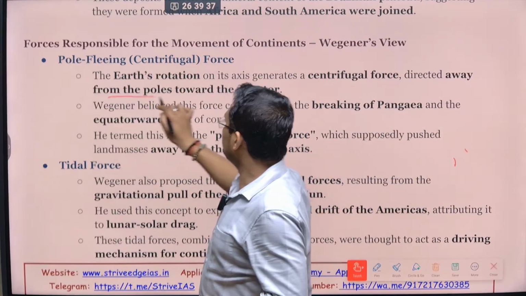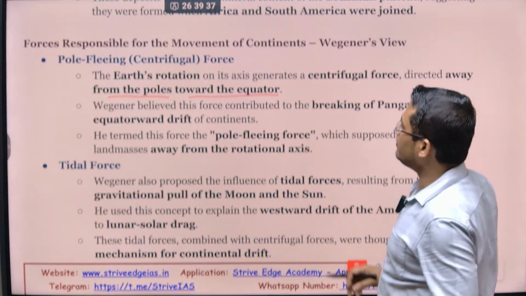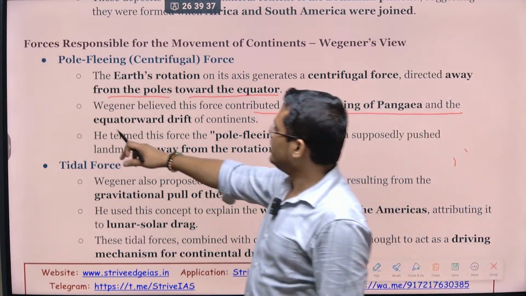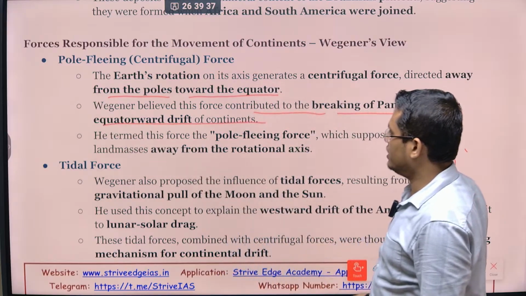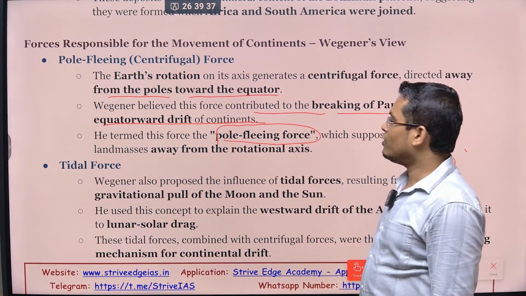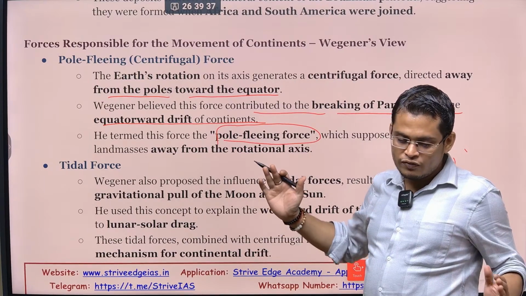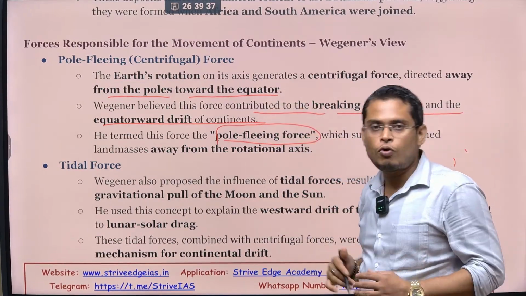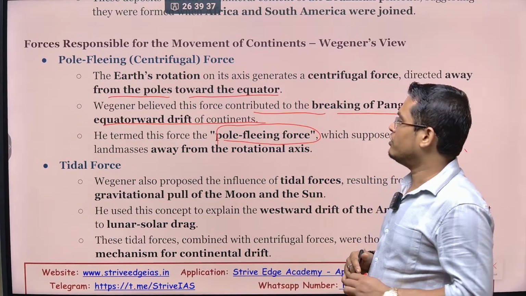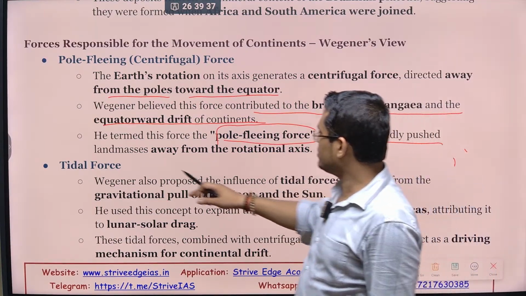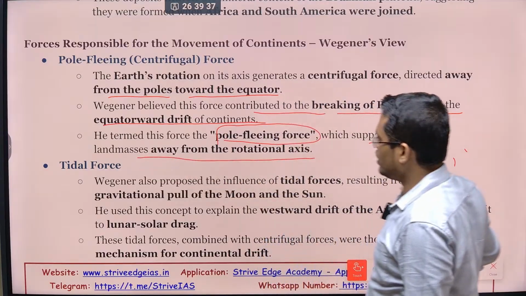So from poles towards the equator. Wegener believed that this force contributed to the breaking of Pangea and the equatorward drifting of the continents. He termed this the pole fling force, because all these continents are moving from the pole towards the equator, so it is called the pole fling force. Okay, so it pushes landmass away from the rotational axis.